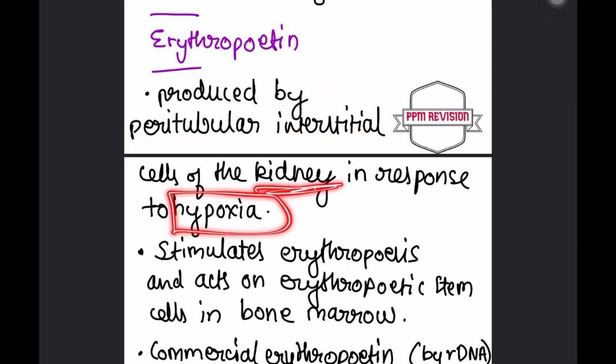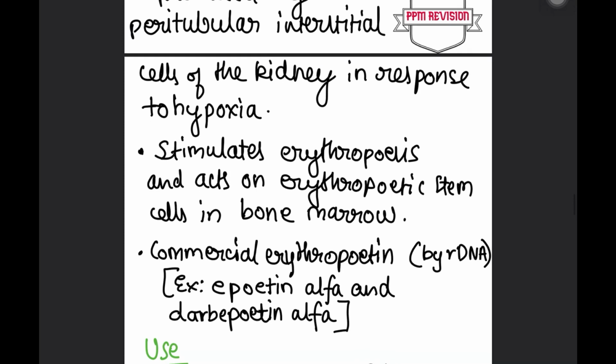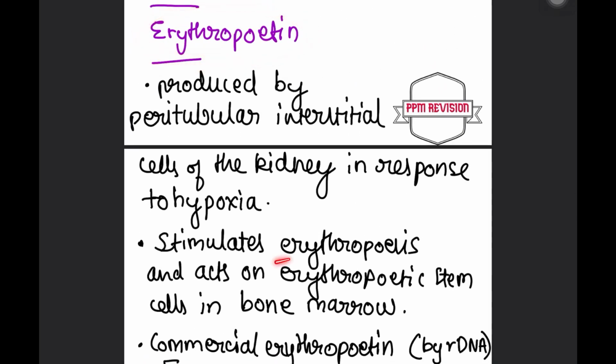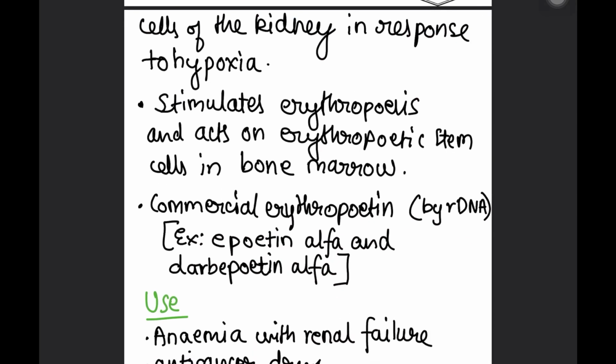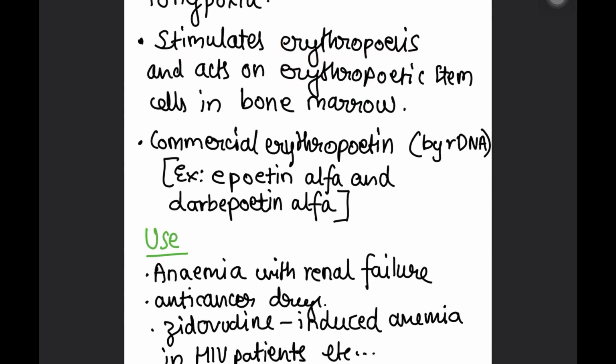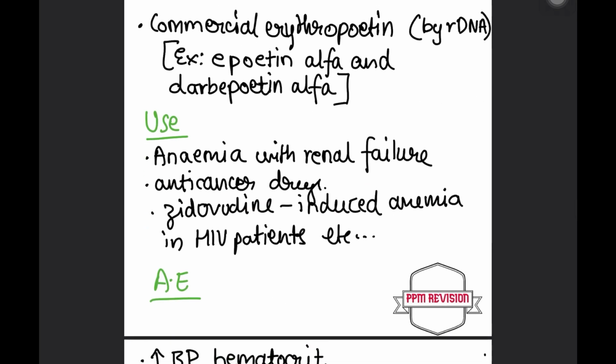Why we need erythropoietin? It acts on erythroid stem cells in bone marrow and stimulates erythropoiesis. Then commercial preparations of erythropoietin are epoetin alpha and darbepoetin alpha. Then erythropoietin is used in anemia with renal failure, anti-cancer drugs, zidovudine induced anemia, especially in HIV patients.